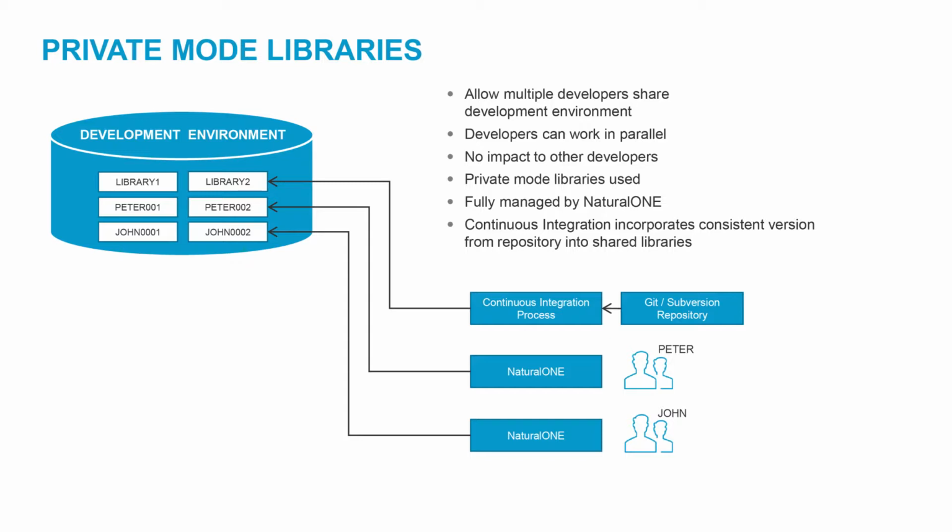In this diagram, Peter and John each have a private library while modifying modules and working in the shared environment. NATURALONE is fully managing this, allowing natural applications to share the same natural development server for build, execute, and test. The continuous integration process incorporates a consistent version of the source code from the repository into the shared libraries. This makes the changes accessible for other developers. Let's look at this in NATURALONE.